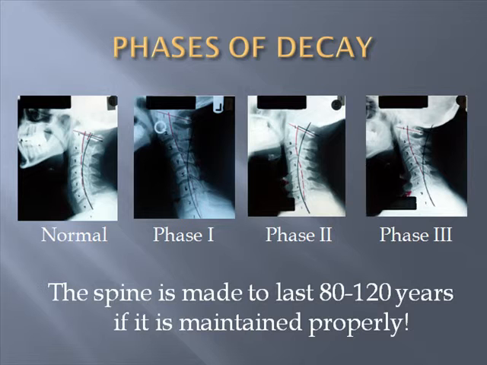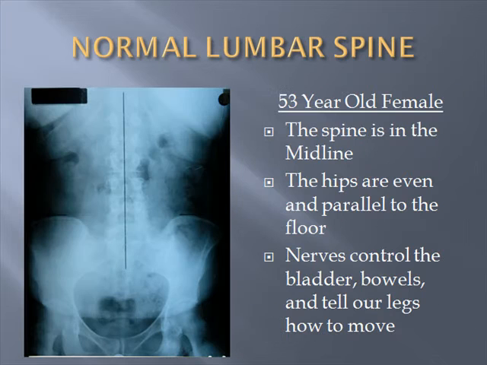Phase 2, not only is it reversed, but we're actually seeing more areas of disc degeneration and bone spurring. And in this particular case of phase 2, the person actually has a double curve in their neck, which is really not healthy. And in phase 3, we're seeing multiple signs of fusion, bone spurring, where the bones actually start growing together. There's almost complete obliteration of the disc spaces, and the neck, you can see, is far from the normal black line. And the spine is made to last about 80 to 120 years if it's maintained properly.